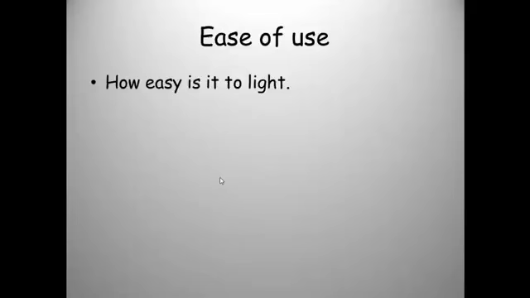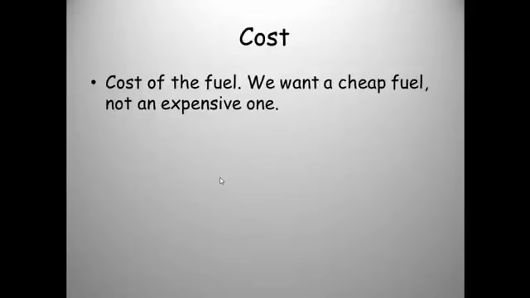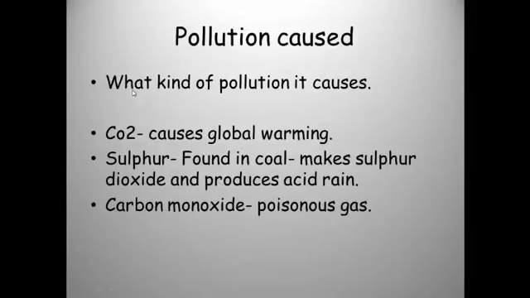Ease of use, that's how easy it is to light. Cost of fuel. You obviously want a cheap fuel. I don't think that really requires any explanation. Pollution caused. CO2 causes global warming or climate change. Sulfur is found in coal, and sulfur dioxide builds up when you burn the coal that has sulfur inside it.